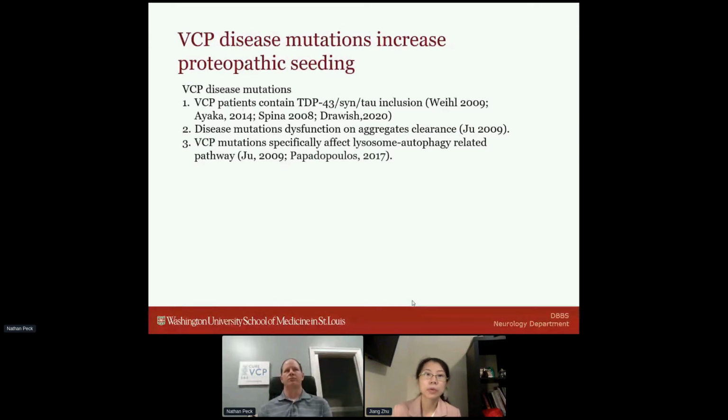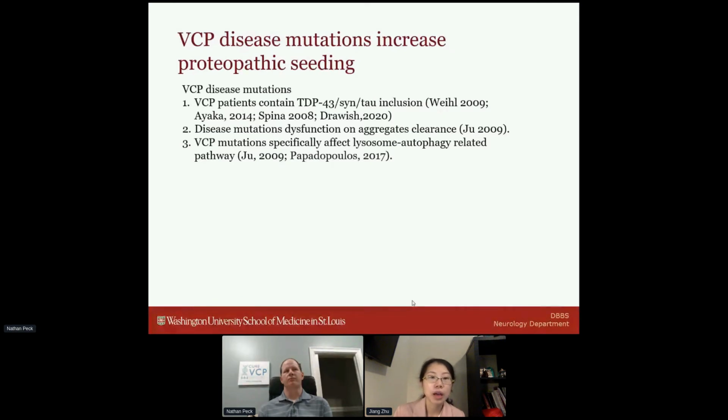So we would like to see the effects of VCP disease mutations. As we know, VCP disease patients contain different kinds of inclusions, including alpha-synuclein. And from our previous paper, we showed that the disease mutations actually impact aggregate clearance, for example, polyQ clearance. VCP mutations also specifically affect the lysosome autophagy pathway, which is one of the protein homeostasis pathways involved in aggregate clearance. So we have some clues that maybe VCP mutation is doing something here.